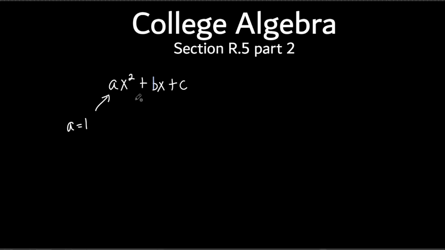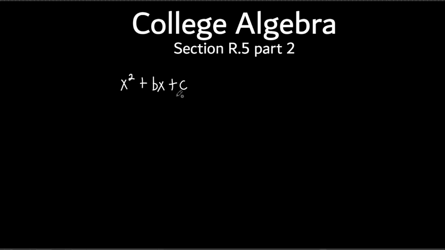So the a is going to be a 1. So basically, it's going to look like this. The b and the c will be numbers. They're not going to be letters. So you have an x squared plus something x plus some number. So that's what we're going to do today. So let's take a look at it. Let's take a look at the very first one.